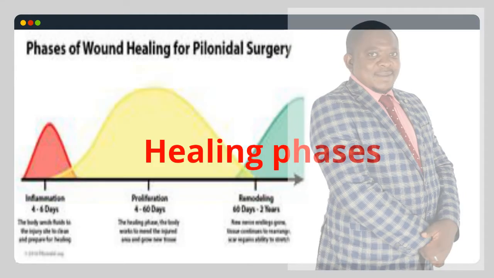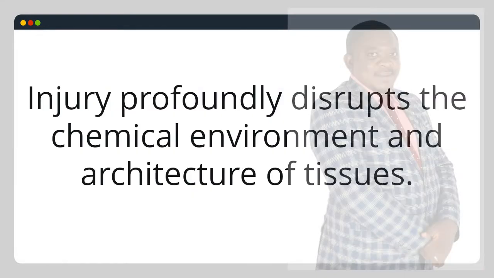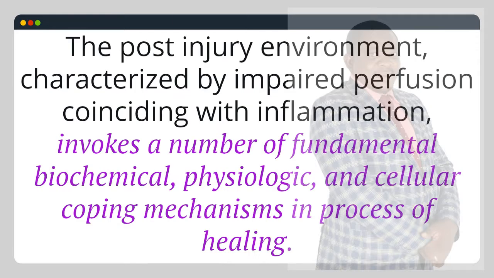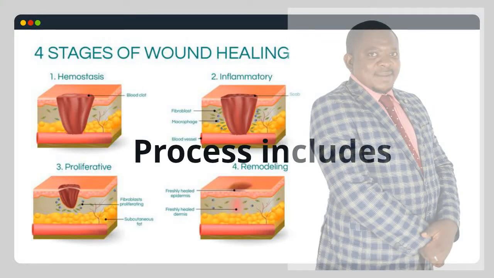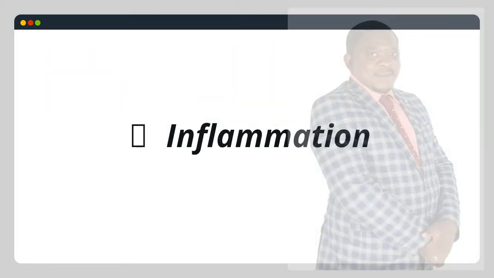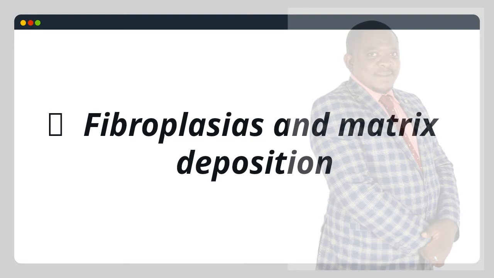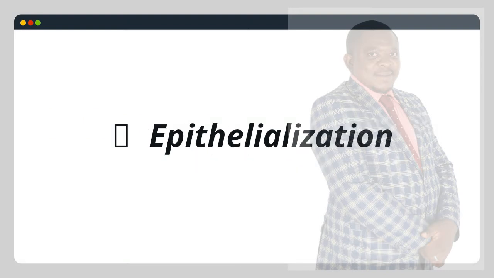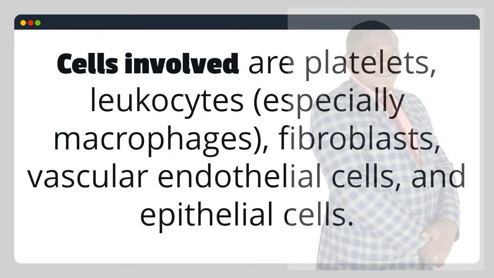Healing phases. Injury profoundly disrupts the chemical environment and architecture of tissues. The post-injury environment, characterized by impaired perfusion coinciding with inflammation, invokes a number of fundamental biochemical, physiologic, and cellular coping mechanisms in the process of healing. The process includes coagulation, inflammation, fibroplasia and matrix deposition, angiogenesis, epithelialization, and contraction. Cells involved are platelets, leukocytes, especially macrophages, fibroblasts, vascular endothelial cells, and epithelial cells.